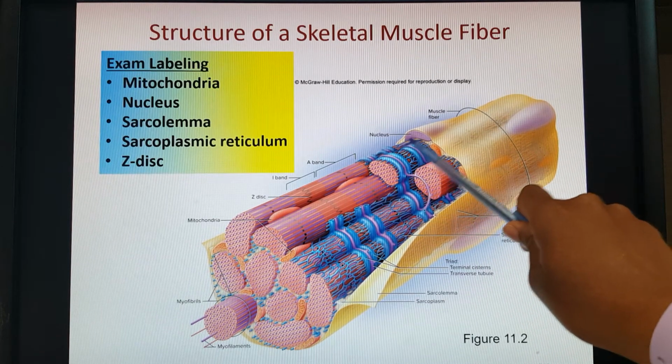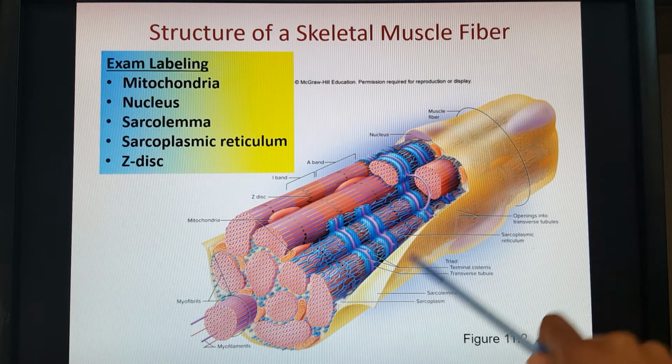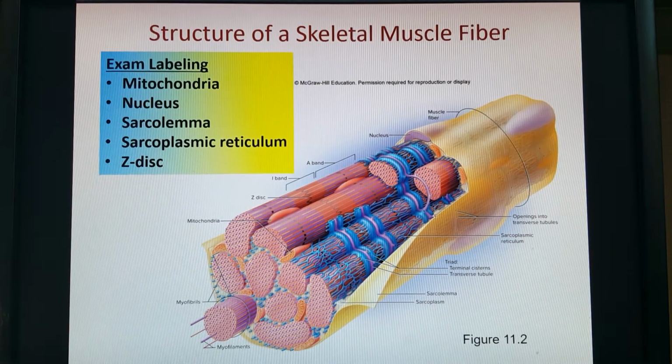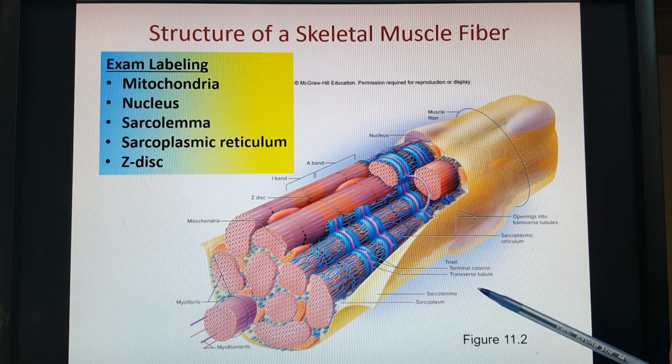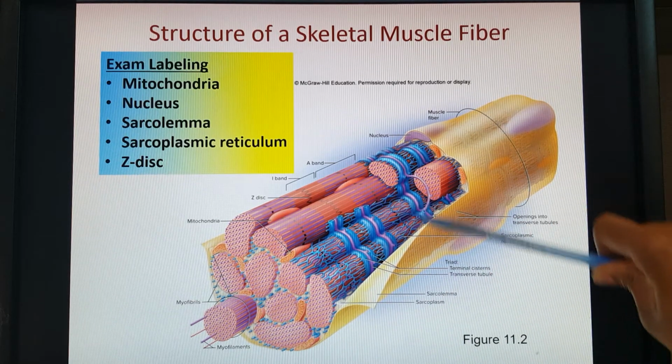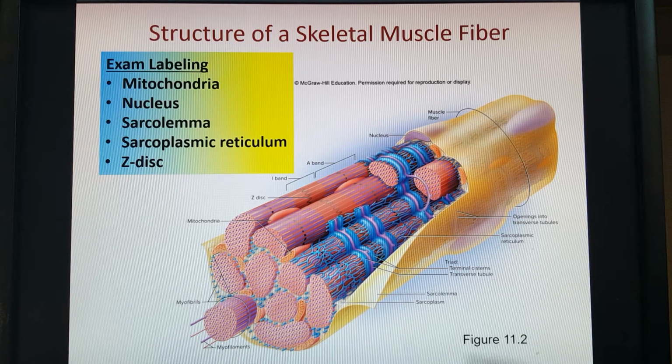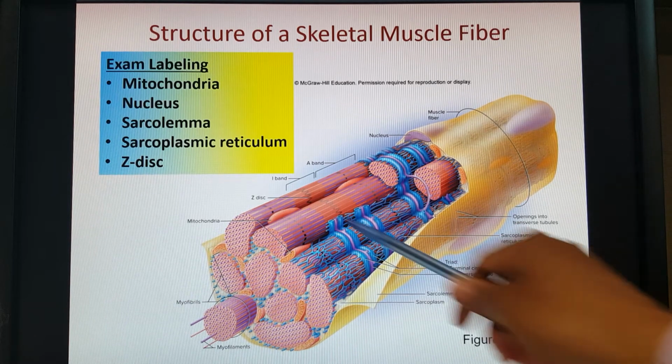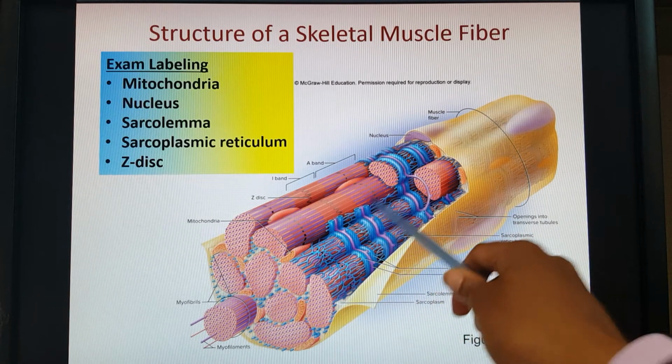Nucleus, so again, they're on the outer edge near our sarcolemma. Next one, sarcolemma, so all of this yellow area, it is labeled here. So that's our plasma membrane. Our sarcoplasmic reticulum, labeled here, so our little blue cages going around our myofibrils. And then a Z disc. So later we'll talk about the importance of the Z disc, but it's our little zigzaggy line right here.